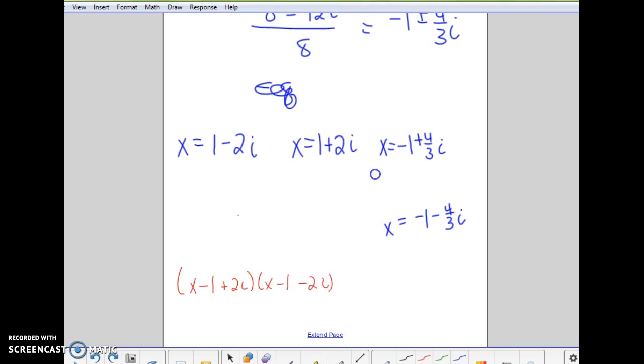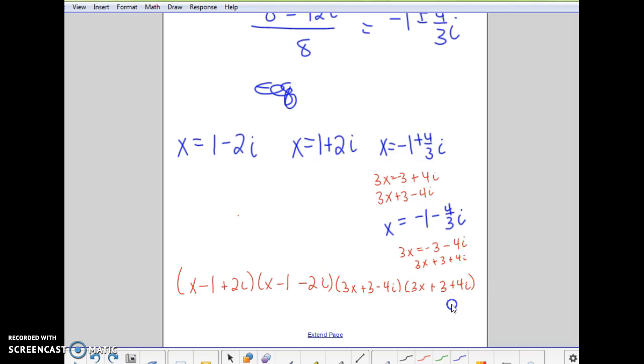This one I'm going to multiply everything by 3, so 3x equals negative 3 plus 4i. Then move everything to the other side, so 3x plus 3 minus 4i. Same with this one, multiply everything by 3. And then move it to the other side. So this is going to be 3x plus 3 minus 4i, 3x plus 3 plus 4i.